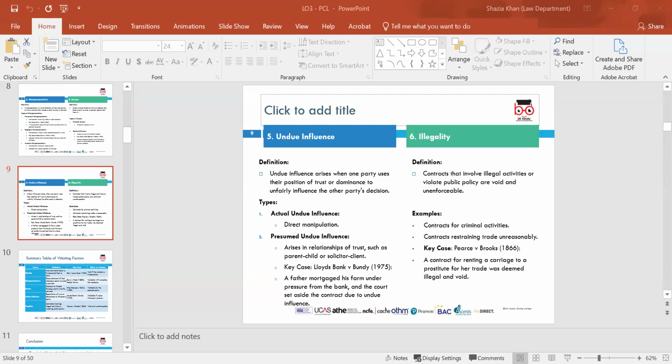The next element we're going to look at is illegality. So an illegal contract can affect any type of agreement or transaction. Not all illegality associated with contracts is equal. An illegal contract prevents claims based on contract where a person seeks to enforce an agreement which the law prohibits. The illegality operates primarily as a defense to legal claims. And that could be examples: contracts for criminal activities, contracts restraining trade unreasonably, and the case of Pearson and Brooks, 1866.